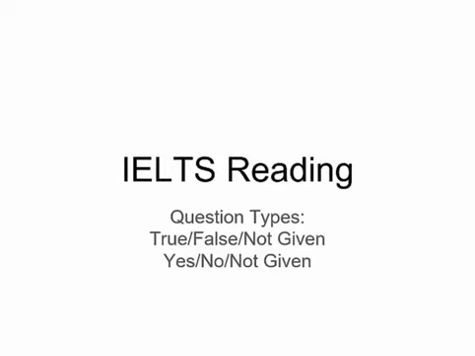So these true, false, not given and yes, no, not given tend to be some of the more challenging types of prompts for students. And so it's going to be important to know how to approach these and to feel confident that you know exactly what you're looking for when you're supposed to look for, for example, a not given answer. What does it mean that the answer is not given? Okay, well, we're going to talk about that here in this lesson.